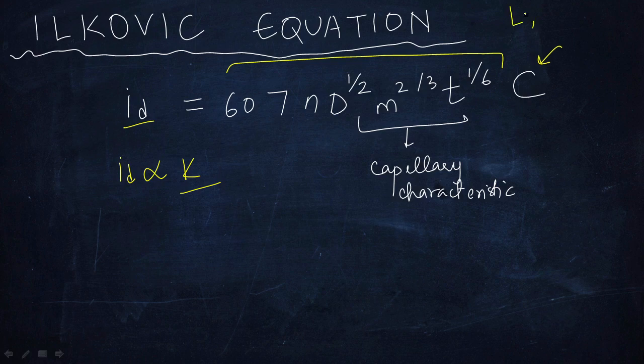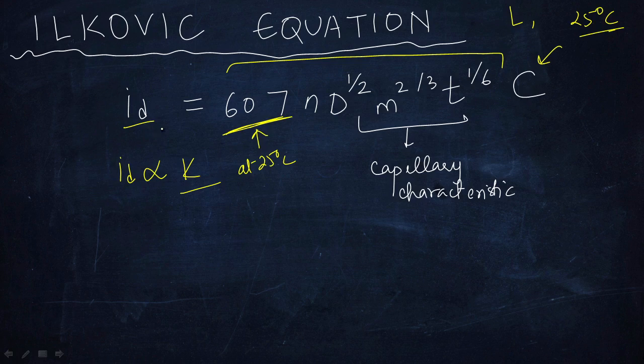Now id is the average diffusion current, and it is measured at a temperature of 25 degrees Celsius. So we are keeping all the conditions constant. When we measure diffusion current at 25 degrees Celsius, we have an additional constant, that is just a real number, 607. This is the value at 25 degrees Celsius. This is an additional term that is observed.